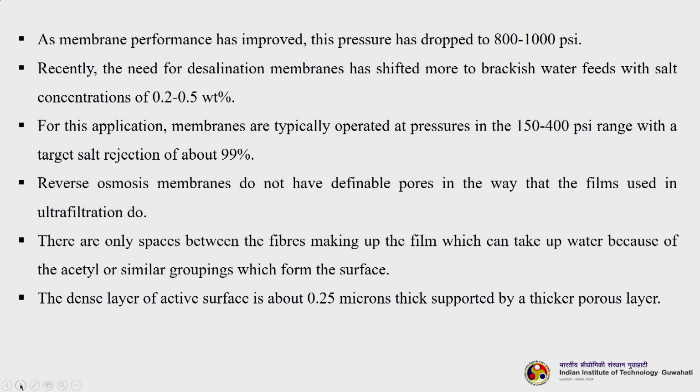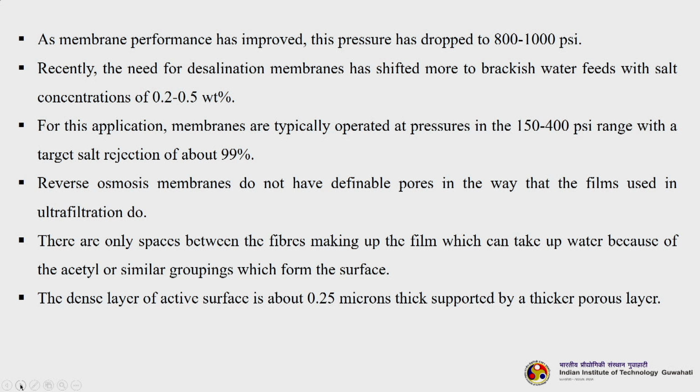Recently, the need for desalination membranes has shifted more to brackish water feeds with salt concentration of almost 0.2 to 0.5 weight percent. For this application, membranes are typically operated at a pressure in the range of 150 to 400 psi with a target salt rejection of about 99%.